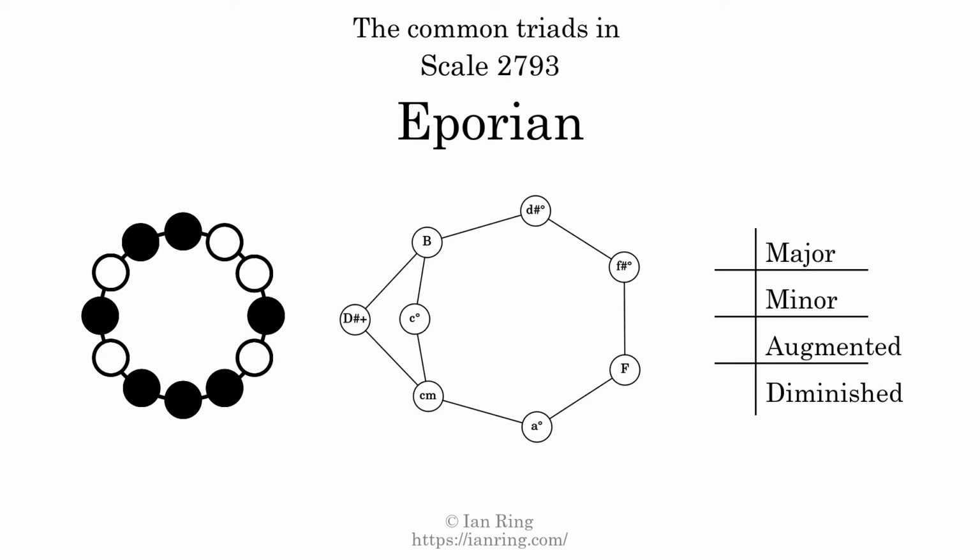The diagram in the center is a graph of parsimonious voice leading between triads. There are 2 major triads. There is 1 minor triad. There is 1 augmented triad. There are 4 diminished triads. Here is a Hamiltonian path of parsimonious voice leading that uses all the triads.